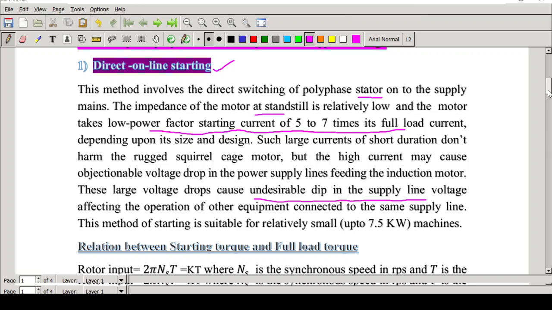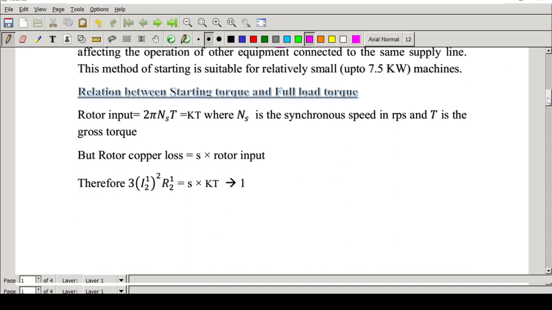Now in the case of direct online starting methods, we will try to derive the relation between the starting torque, full load torque, starting current, and full load current. We will see how they are related. Now let's analyze this.